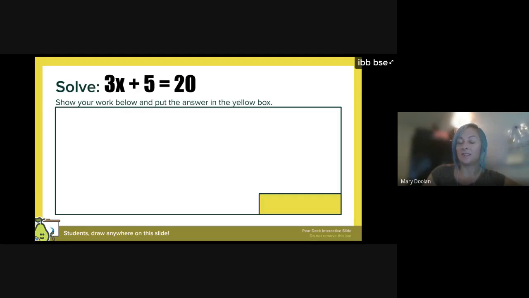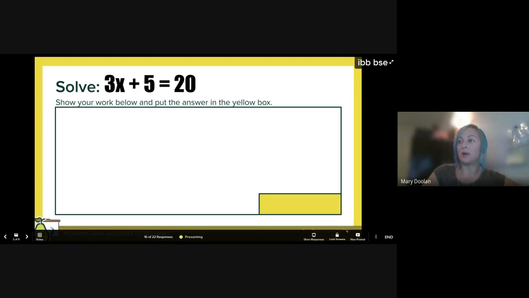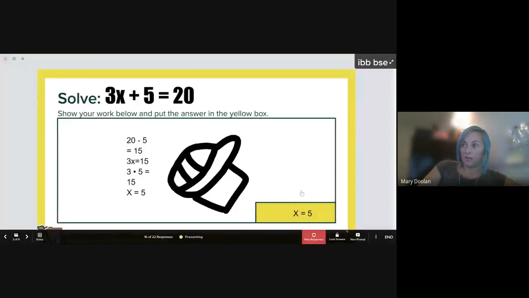Nice. Okay, so I'm going to go ahead and just share with you some of the things that people are writing. I think that's a thumbs up. That's great. So it looks like they're writing out kind of like their thought process. So they did 20 minus 5 and they got 15. 3x equals 15, and they know that 3 times 5 is 15. So x has to be 5, and then they put that in the box down there. And this is more like using mental math to figure it out, which is correct.